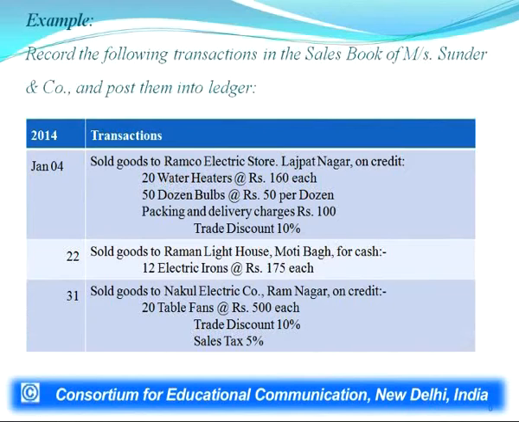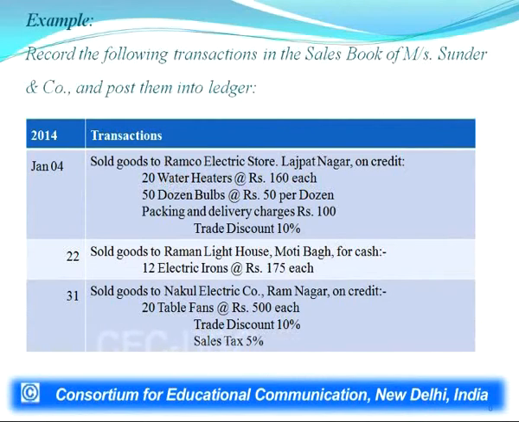I would like to explain, I have given this transaction intentionally in this example because in examinations sometimes cash transactions may be given in the question and you are asked to prepare the sales book. By mistake the students also record the cash transaction in the sales book, and that is wrong. It should be noted that cash purchase of goods and cash sales of goods are not recorded in the sales book. In the third transaction, sold goods to Nakul Electric Company, 20 table fans at rupees 500 each, trade discount 10%, sales tax 5%.